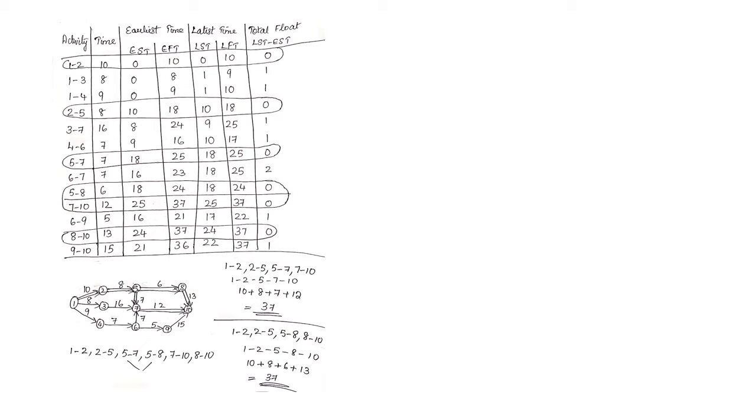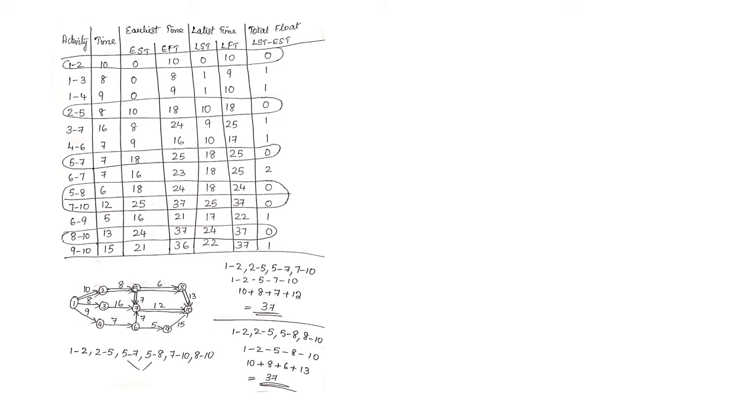Instead, here is the network diagram, that is one of the special cases. After finding the activity and time, the next column is what? Earliest time calculation. There you have divided into two sections, EST and EFT. Then the latest time again divided into two, LST and LFT. Finally, the total float.